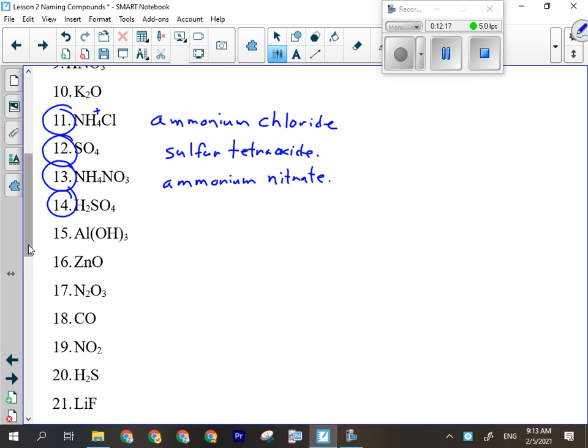And then for number 14, we've got hydrogen acting as the metal because it's listed first, and it's with a polyatomic ion, sulfate, so this is simply going to be hydrogen sulfate.